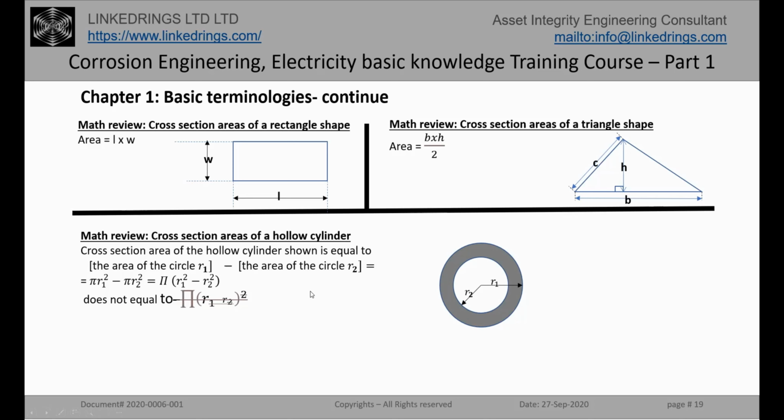Some of the common mistakes some people could make is to say it is pi multiplied by (R1 minus R2). This is wrong, and in multiple-choice examples, they will include that as one of the answers for you to choose. So if you do it that way, you will choose the wrong answer. So it is different. This is the value for the cross-sectional area.